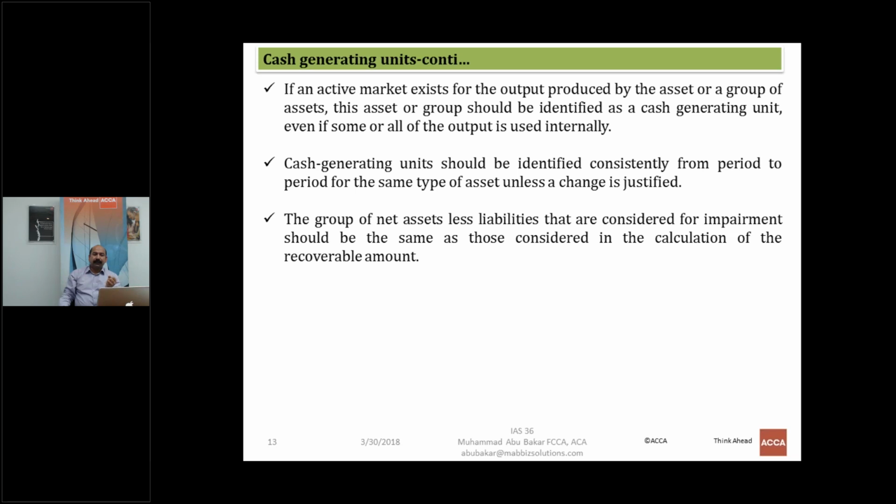Cash generating units should be identified consistently from period to period for the same type of asset, unless a change is justified. The group of net assets less liabilities that are considered for impairment should be the same as those considered in the calculation of the recoverable amount. Okay.